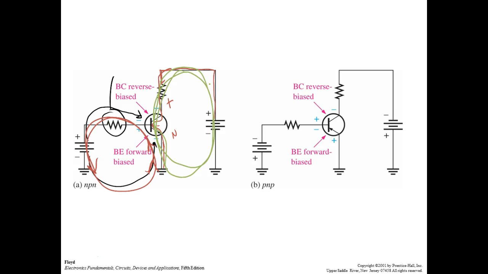Now notice on the PNP, we're biasing these with negative voltages. So notice here we have the negative pointing toward the base, and we have the positive pointing toward the emitter. Now over here on the collector supply, I have the negative pointing toward the collector, and this is a PNP. So we're reverse biasing that, so the base is going to be positive in respect to the emitter. So to make these things work, we have to forward bias the base to emitter junction, and we have to reverse bias the base to collector junction.